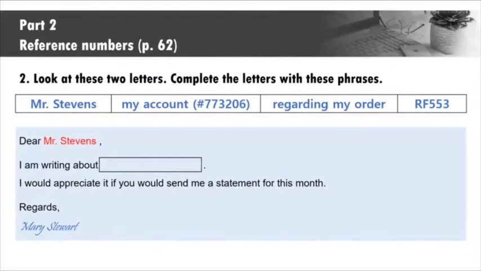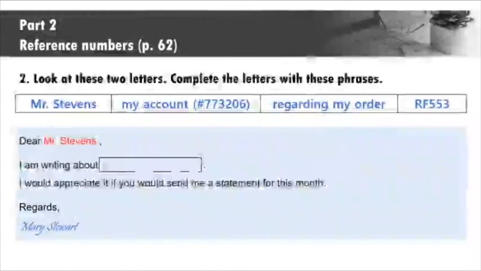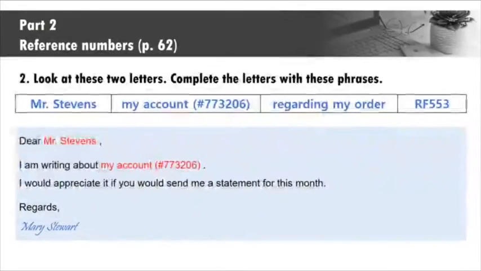And the salutation, you have to write the person's name or position that you are writing to. And I am writing about my account number 773206. As we learned, you can write your reference number in the main text, just as the sentence in this letter.